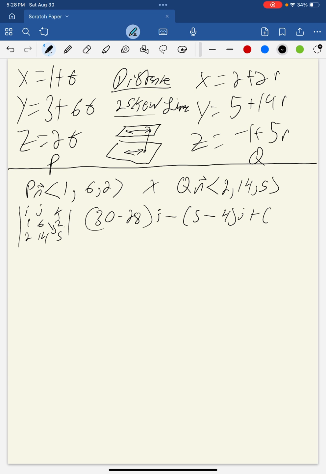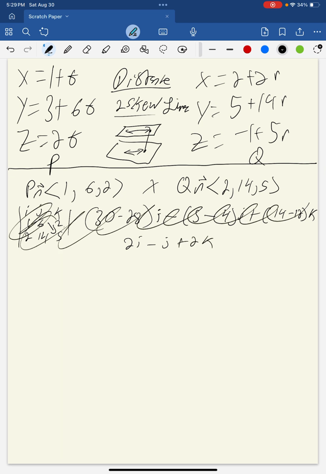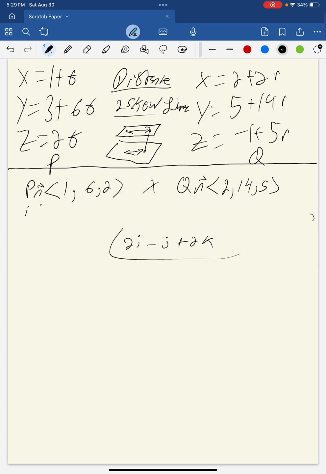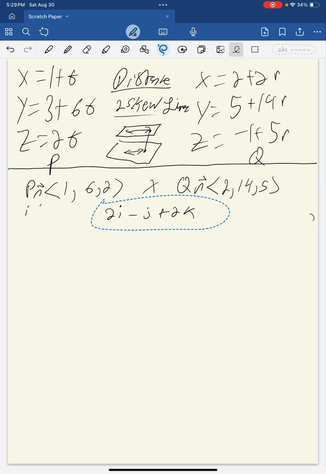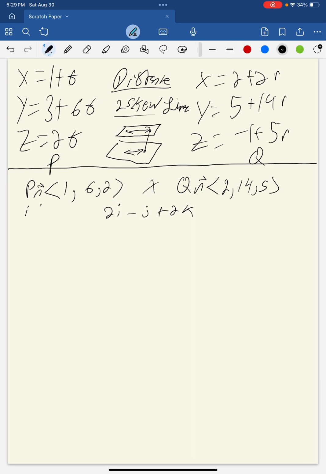And then for k, it's just the opposite of what I was. So you still go left down, and then the left bottom up. So that would be 14 minus 12k. Okay, so now that we have this, let's just simplify it. It's 2i minus j plus 2k. So I'm going to erase all this. This is the solution to the cross product between the normal vectors of P and Q.